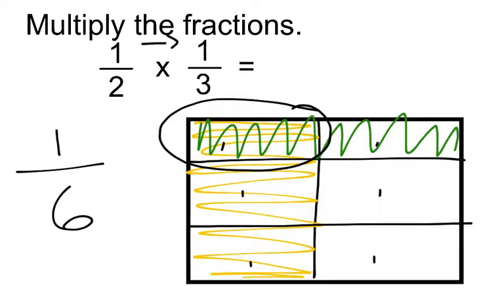My alternative is to use a standard algorithm, multiply 1 times 1 and multiply 2 times 3. So we multiply straight across when we multiply fractions. And both ways I get 1/6.